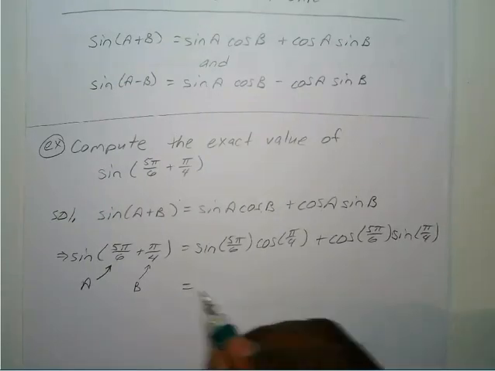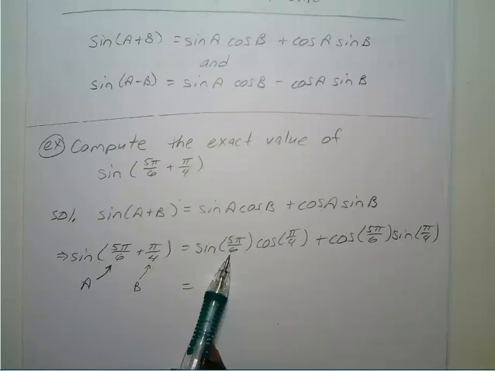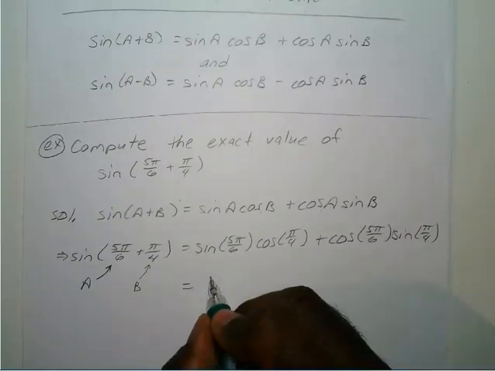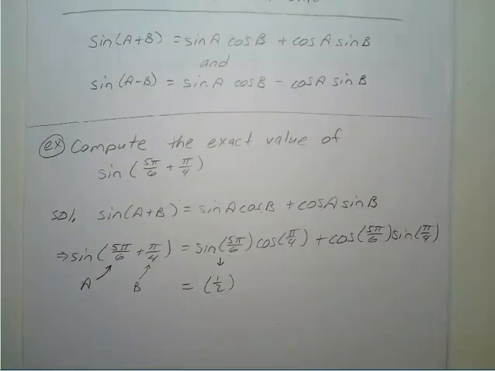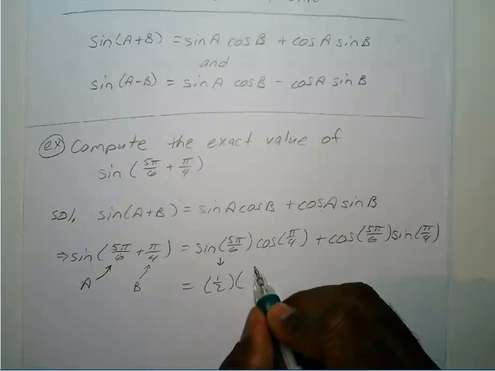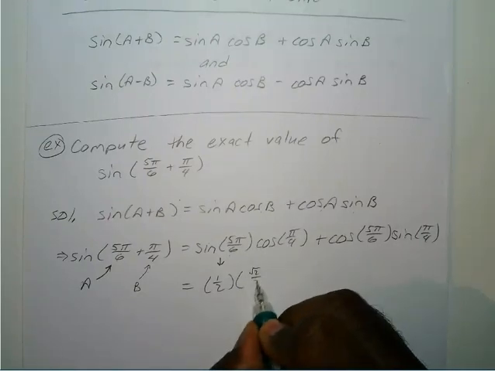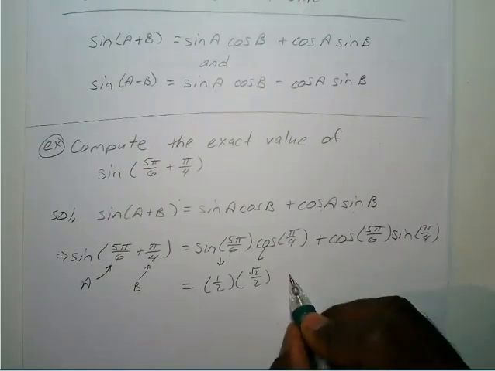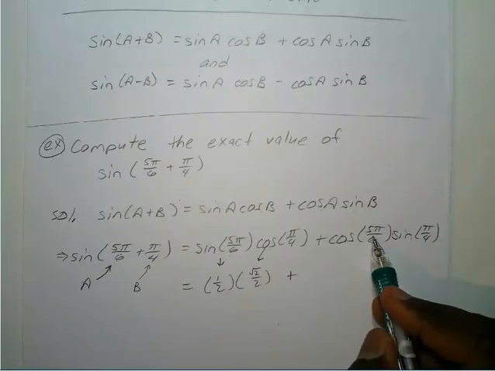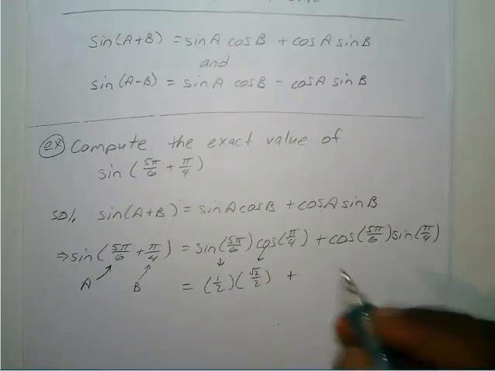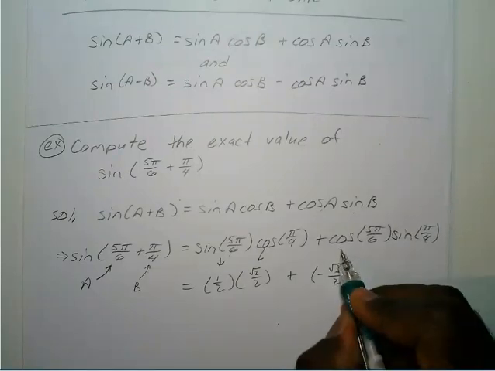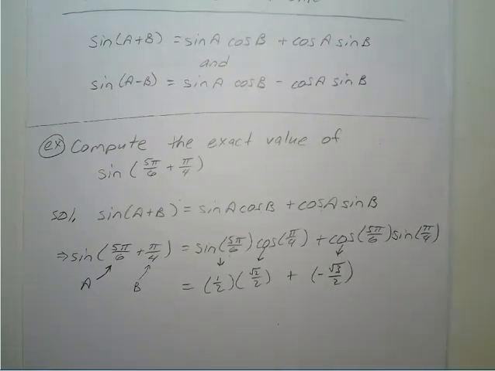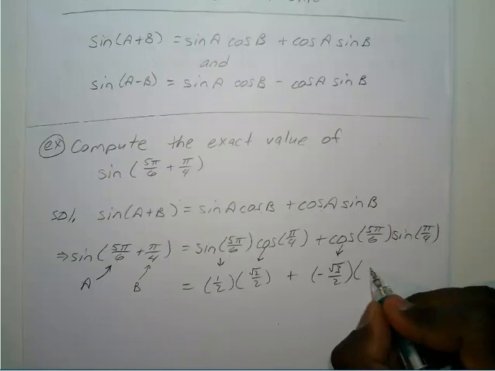Okay, so if you look at your unit circle, sine of 5 pi over 6 is 1/2. Cosine of pi over 4 is square root of 2 over 2. Plus cosine of 5 pi over 6 is negative square root of 3 over 2. And sine of pi over 4 is square root of 2 over 2.